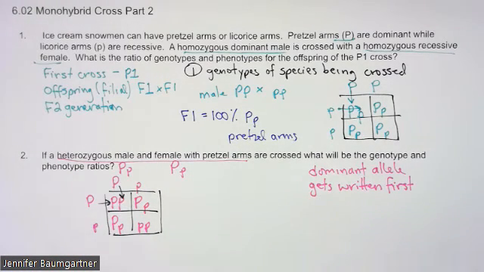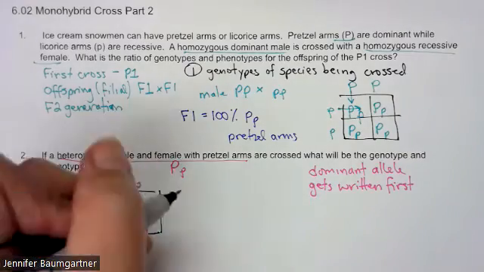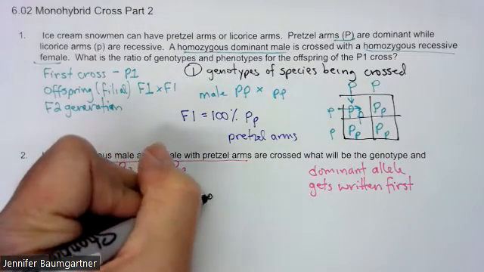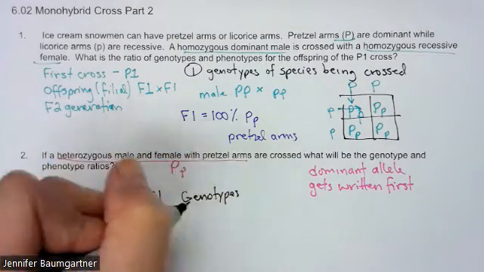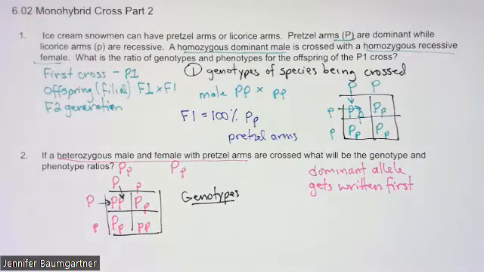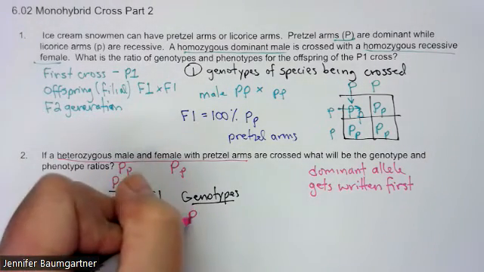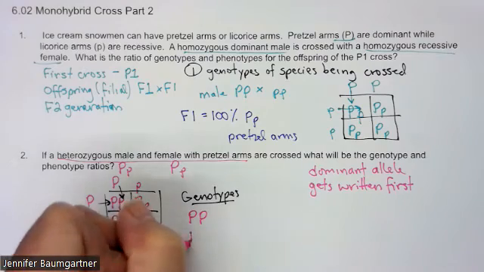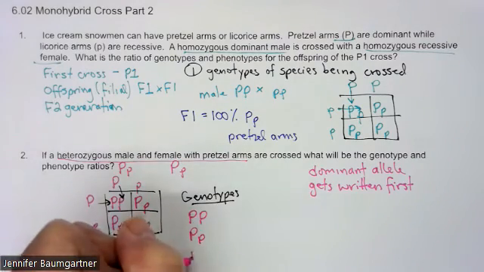So what I want to do now is make a list of my genotypes and phenotypes. So let's do the genotypes first. For my genotypes, I have homozygous dominant, I have heterozygous, and I have homozygous recessive.